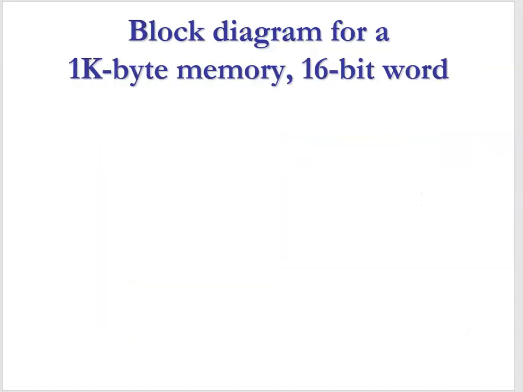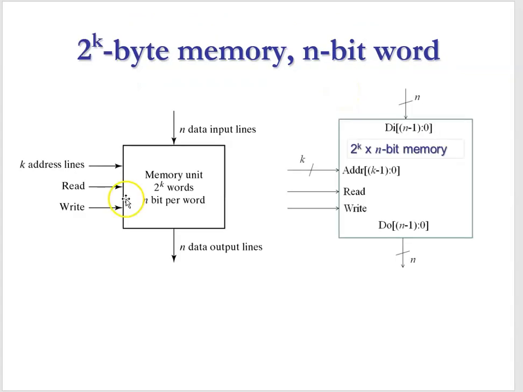So if we want to create a block diagram for this 1 kilobyte memory with a 16-bit word, let's look at what they show in the textbook. In general, for each bit in the word, we need n input data lines and n output data lines. We need to address them by a power of 2, so we need k address lines, and then we need a read and write indicator. The way we're going to create our block diagram, we want all our variables internal to the block, so we can use them to build larger blocks.